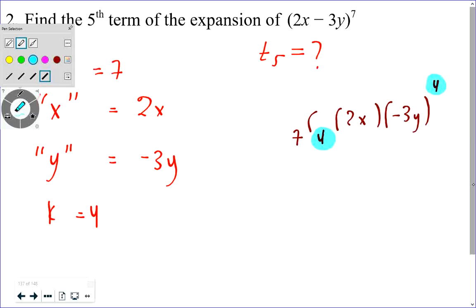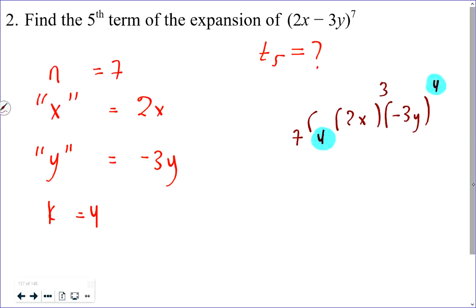And I know that this is going to be a 3 because the two exponents have to add to give 7. Can somebody please tell me what 7 choose 4 is? Owen, do you have it already? 35? Can I get a seconder? 35. So we get 35.